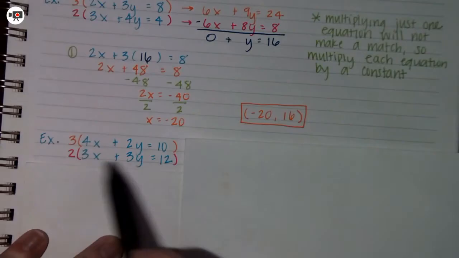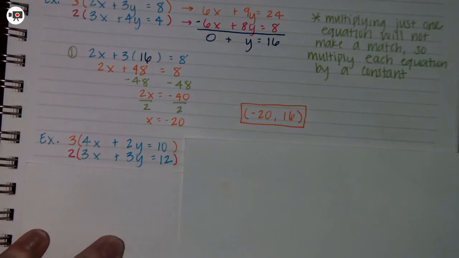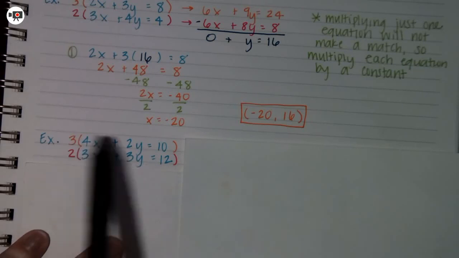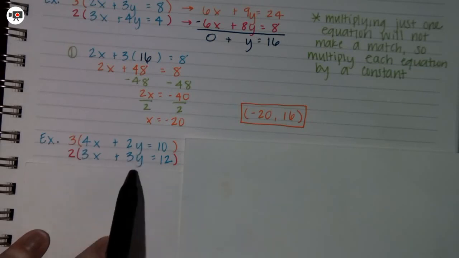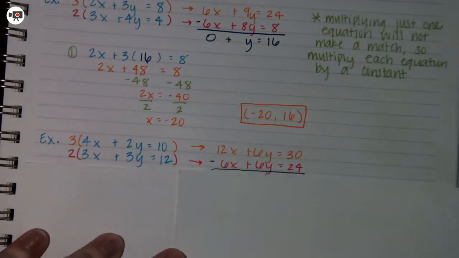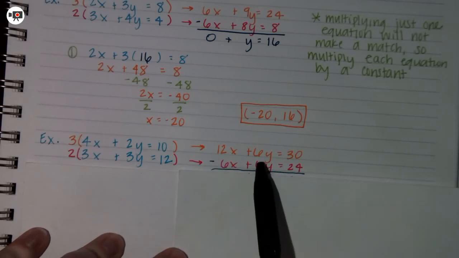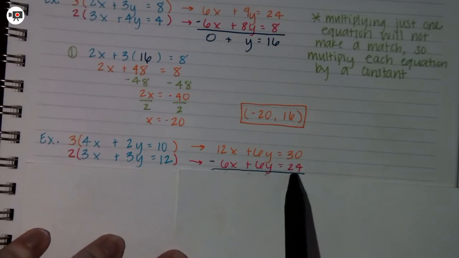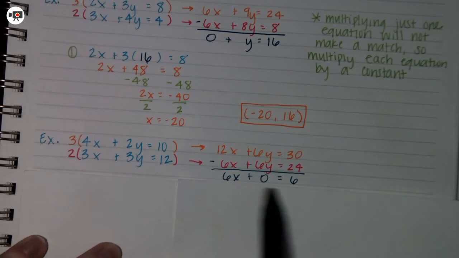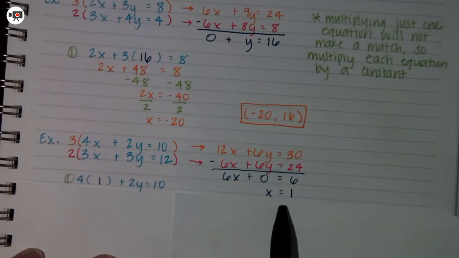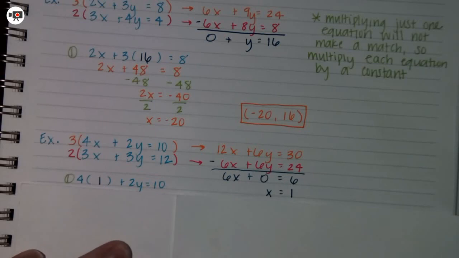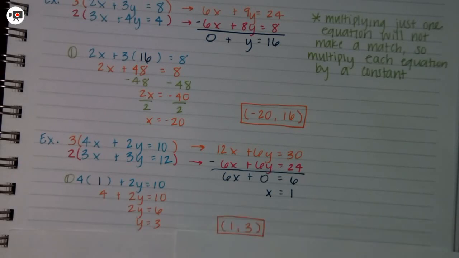Again, in this equation, I don't have any matches, so I'm going to multiply each one by a number, and this time it's going to make my y's match, and those will be eliminated. So I get 12x plus 6y equals 30, and 6x plus 6y equals 24. Y's match, and x equals 1. Take this 1 and plug it back into one of my originals, and I get y equals 3, so my answer is 1, 3.